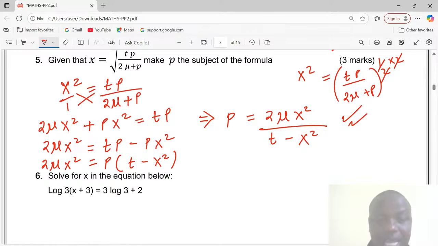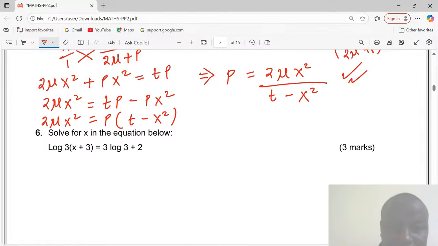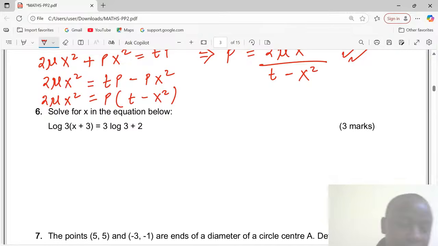Solve for x in the equation below. Number 6, logarithm of 3 in brackets x plus 9 equals 3, the logarithm of 3 plus 2.